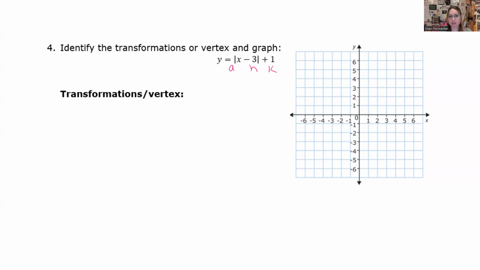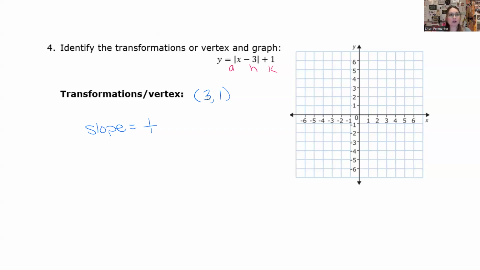So for this one, what is the vertex? 3, 1. Remember, it's always opposite H. So that's why it's positive 3. And then K. What about my slope? So the number in front of the absolute value is 1 because we don't see it. And it's not reflected, so it's positive. So it's 1. And if you like it as a fraction, it's 1 over 1.